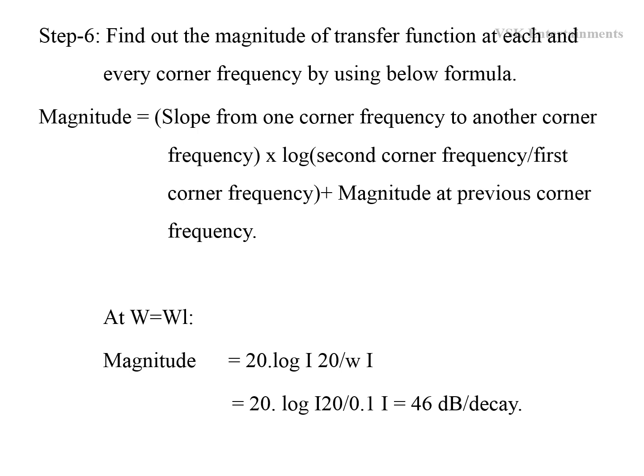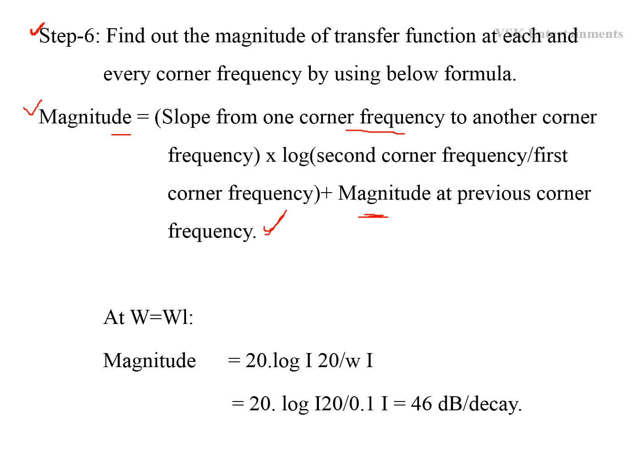In the sixth step we have to find out the magnitude at each and every corner frequency. We already found the corner frequencies and we already considered the lowest corner frequency and highest corner frequency. Now we have to find out magnitudes at each and every corner frequency by using the formula: magnitude is equal to slope from one corner frequency to another corner frequency into log of second corner frequency by first corner frequency plus magnitude at previous corner frequency.